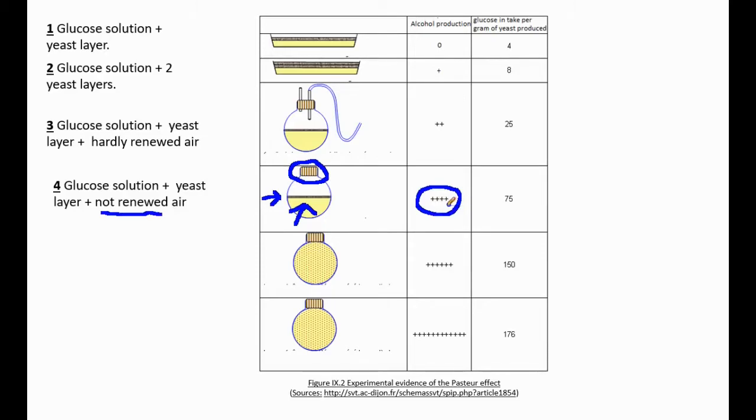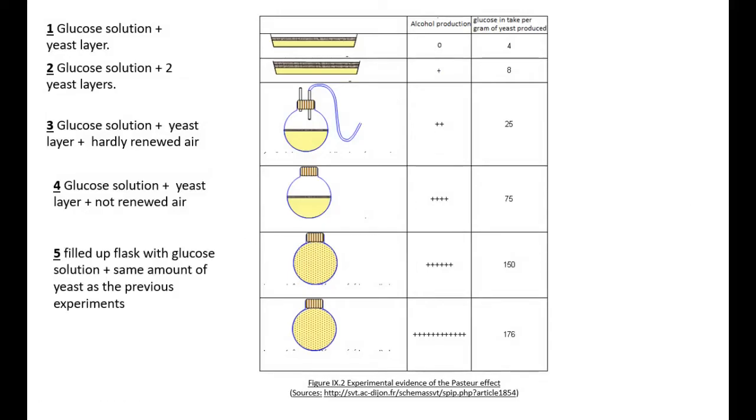So we're starting to get this idea that when yeasts are less in contact with air, they will do less respiration, less cell respiration, and they will do more fermentation. That's why more alcohol is produced. So let's have a look at the last 2.